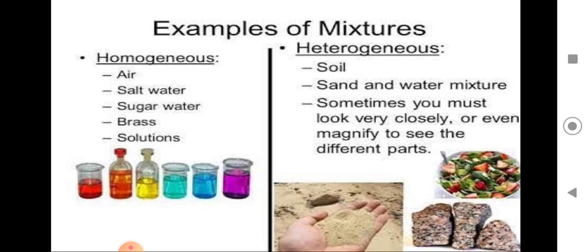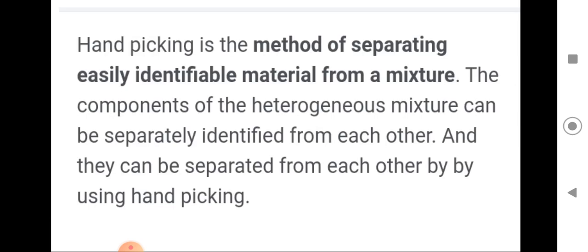Again, some more examples are there for homogeneous and heterogeneous. First of all, you should know mixture, and then homogeneous and heterogeneous. In these examples you can see air, salt water, sugar water as homogeneous, and soil, sand and water mixture as heterogeneous. We saw the different pictures in the beginning of the class, so let us see what each one is.